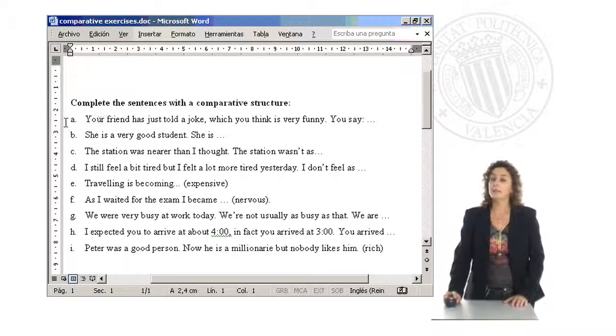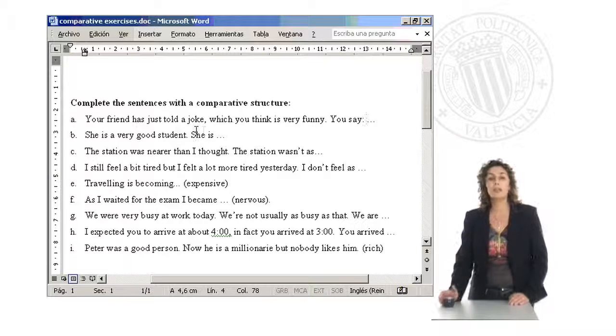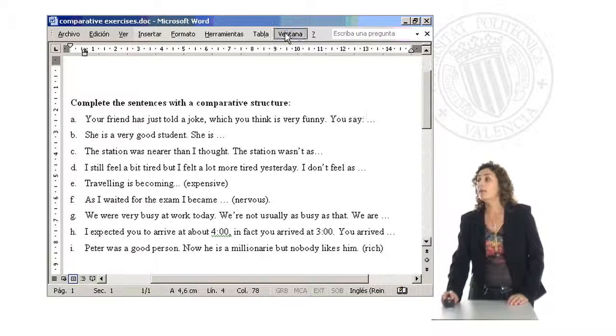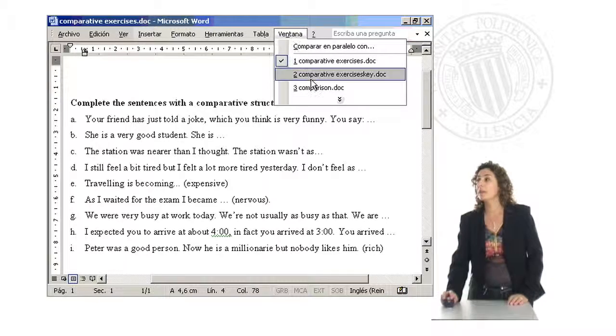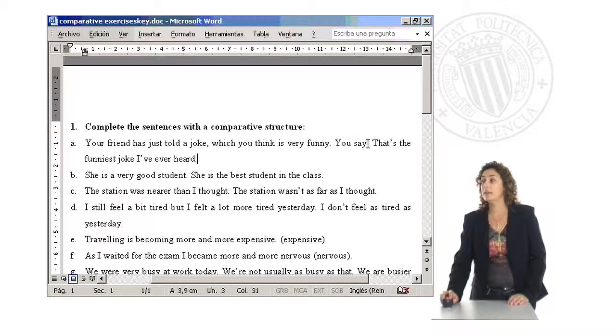For example, in the example you can see here on the board, your friend has just told a joke which you think is very funny. This is the situation, no? What I want you to do now is to express all this situation using a comparative structure, one of the others I explained before. For example, you say, and here is the answer, really. That's the funniest joke I've ever heard. Then we are using the superlative form, right?